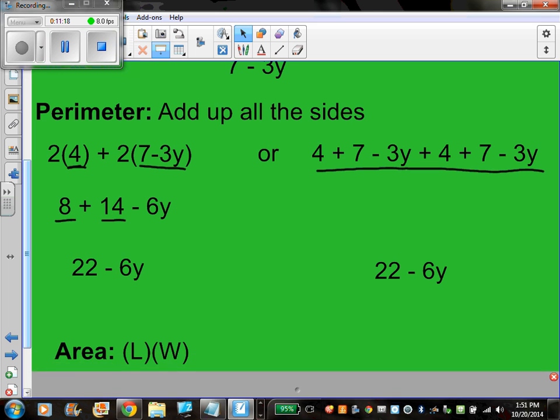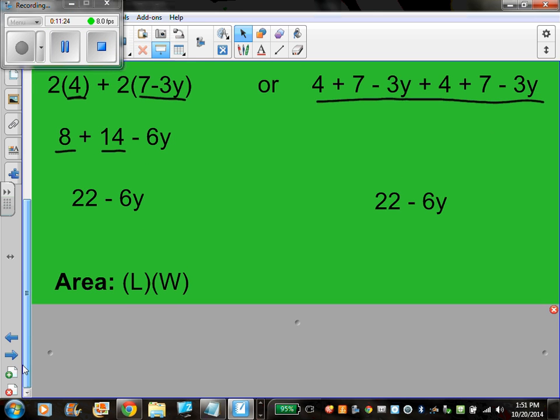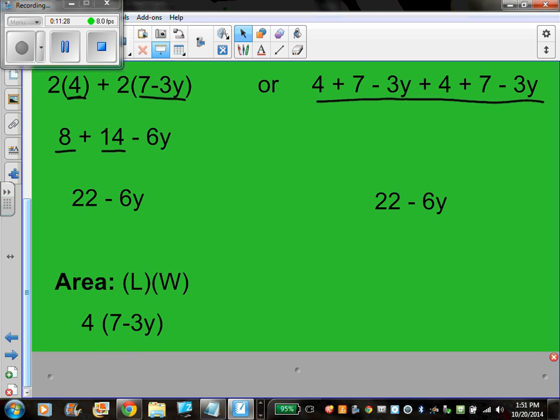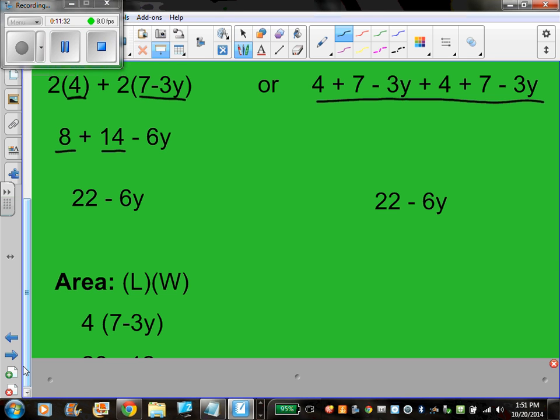As for the area, remember, area of a rectangle is length times width. Very important for us to know here. The length of the rectangle is 4, and the width is 7 minus 3y. Notice that this is distribution now.